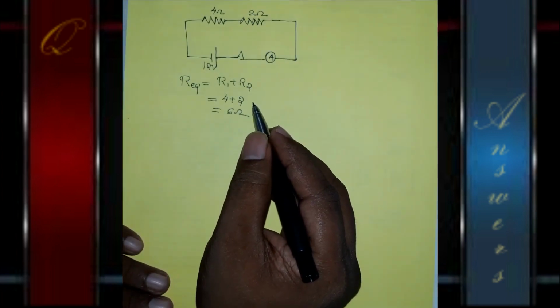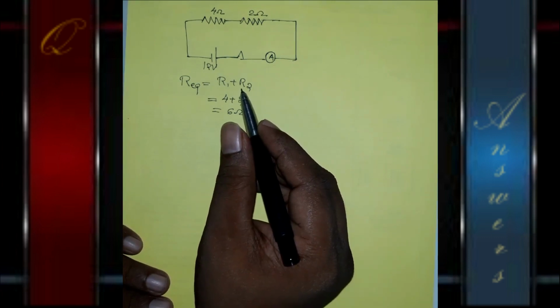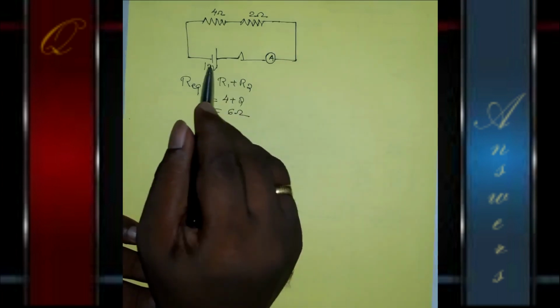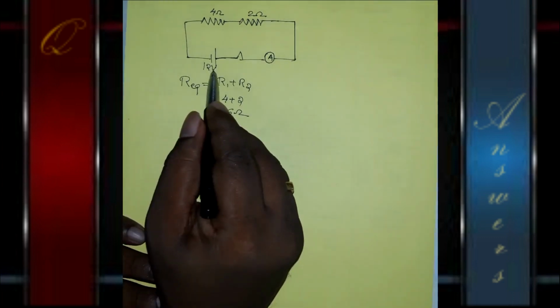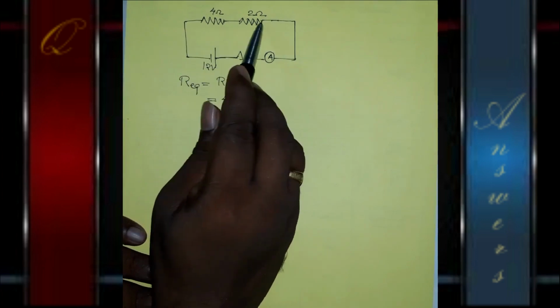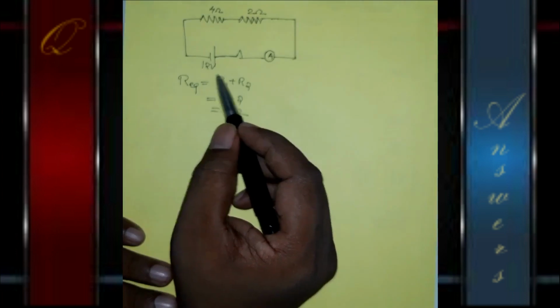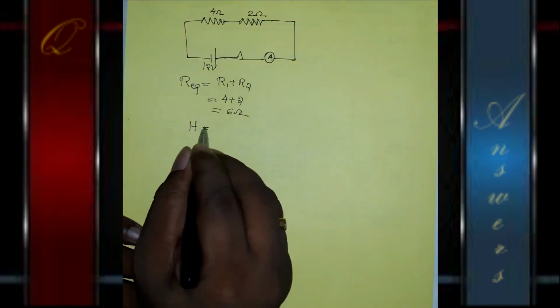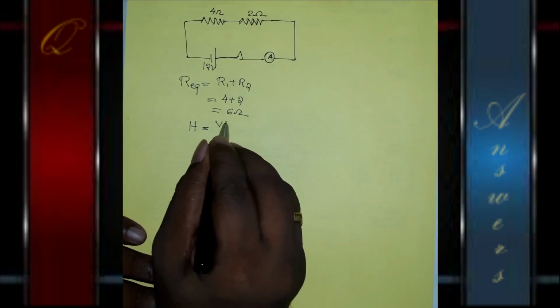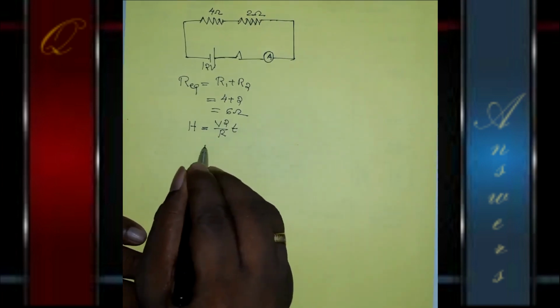Now the other question is, if current flows for 10 minutes, what is the heat produced? Here you are applying a 12 volt potential difference. Here the total resistance is 6 ohm and the time is 10 minutes. Question: what is the heat energy produced? You can use the equation according to Joule's law. H is equal to V square by R into T.